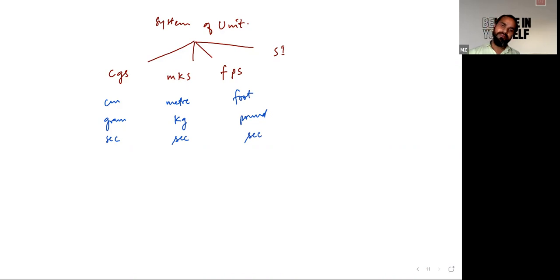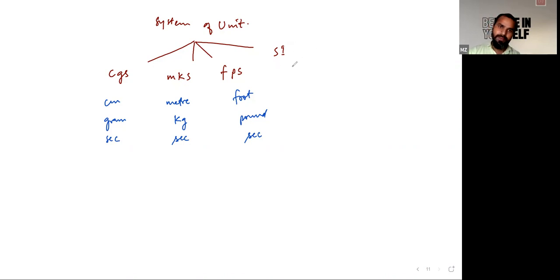Since the oldest branch of physics is mechanics, and in mechanics we deal with just three terms, mass, length, and time, in the initial days the units were assigned to define only those three terms. But due to the advancement of physics, some more quantities were enrolled in those fundamental quantities.